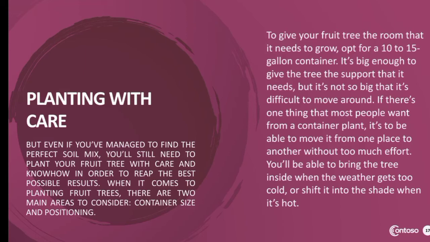So, to give your fruit tree the room that it needs to grow, the optimum is a 10 to 15 gallon container. It's big enough to give the tree the support that it needs, but it's not so big that it's difficult to move around.